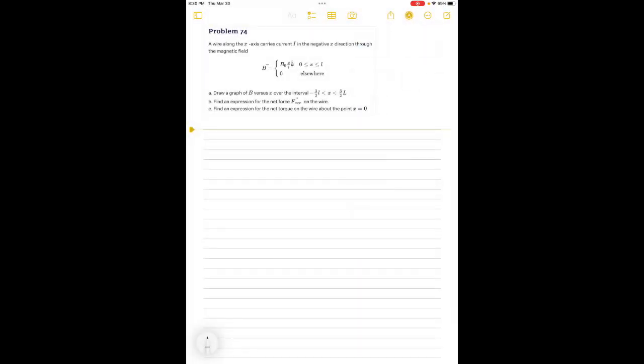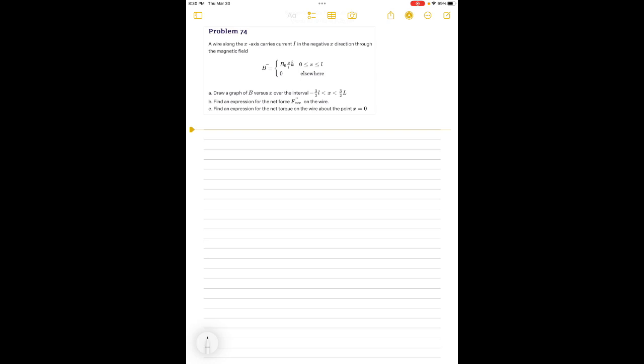What's going on, guys? We have problem 74, and it has to do with derivatives and limits, and building a graph for this magnetic field. So the wire, I'm just going to give you the results, and then you have to understand the meaning behind the questions. The x-axis carries a current in the negative x direction through it.